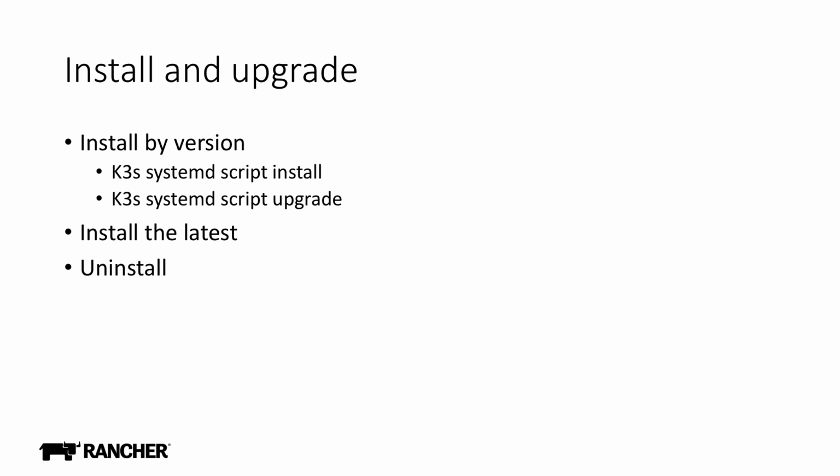So I'm going to install a specific version of K3s, and then we'll run through the scripted installation and using systemd init script to start K3s, and then I'll do the same thing, only I'll upgrade it. Then we'll overwrite that. We'll install the latest version, because I'm going to install an old version first, and then I'll uninstall it. So that's where we're headed right now.